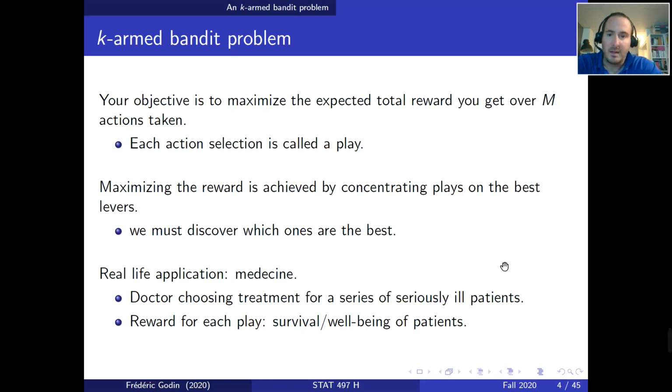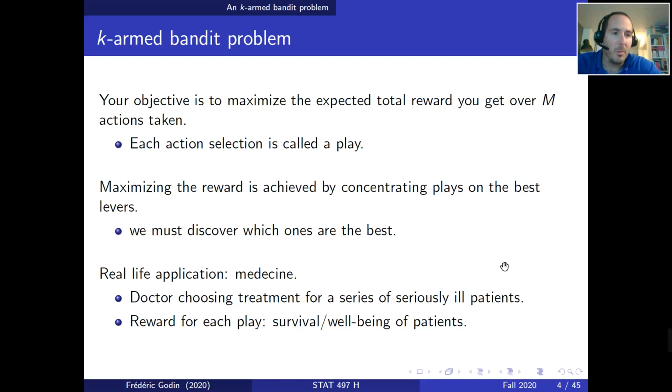The idea here is that maximizing your expected reward should be achieved by concentrating plays on the best levers. If you pull levers, get information about them, and start figuring out that some levers are giving higher rewards than others, then eventually you'll pull these levers more often because they give more reward. So to maximize your expected reward, you need to try to find levers which give rewards with the highest expected value.